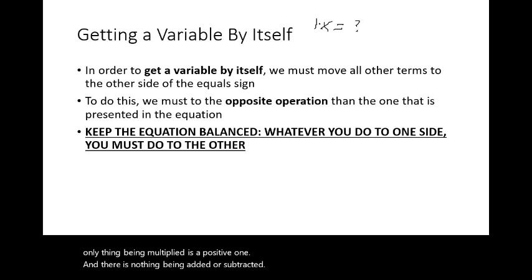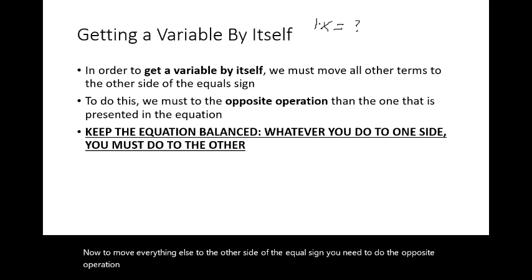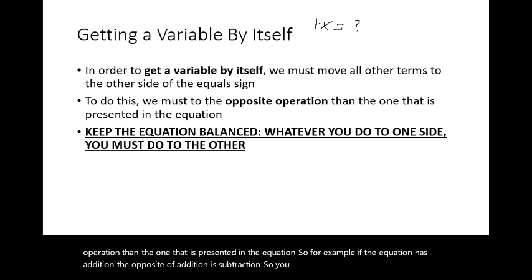Now, to move everything else to the other side of the equal sign, you need to do the opposite operation than the one that is presented in the equation. For example, if the equation has addition, the opposite of addition is subtraction. So you would use subtraction to cancel out that addition.